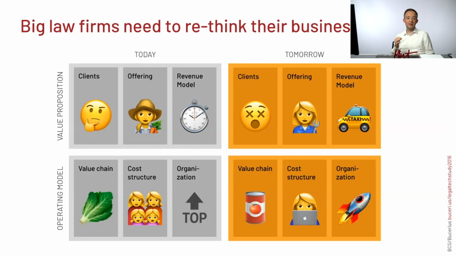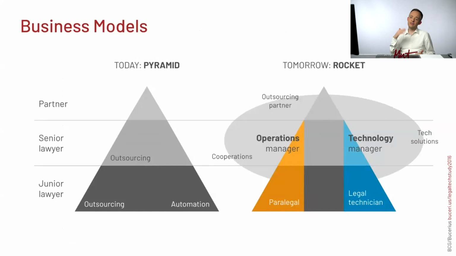And then, of course, there's how law firms are organized. What we see right now is the pyramid model. And on the other side, we see the rocket model. I have another slide that goes into details here. Today, we know a lot of junior lawyers, then some senior lawyers, then partners. That's about it. There is some outsourcing and automation going on.